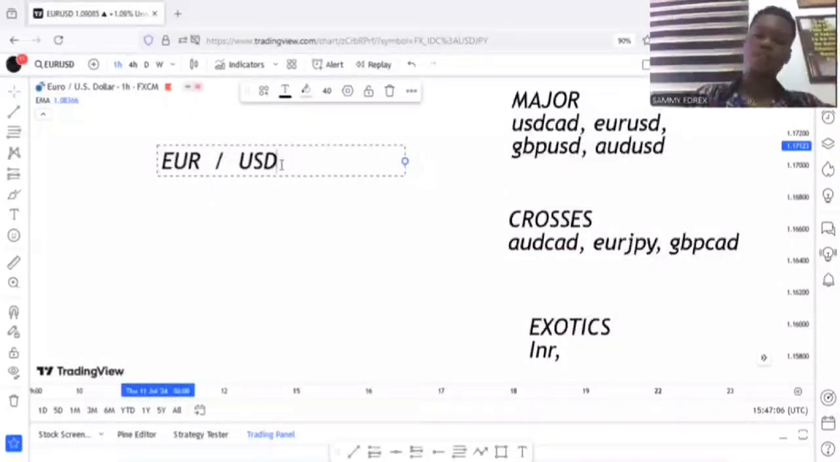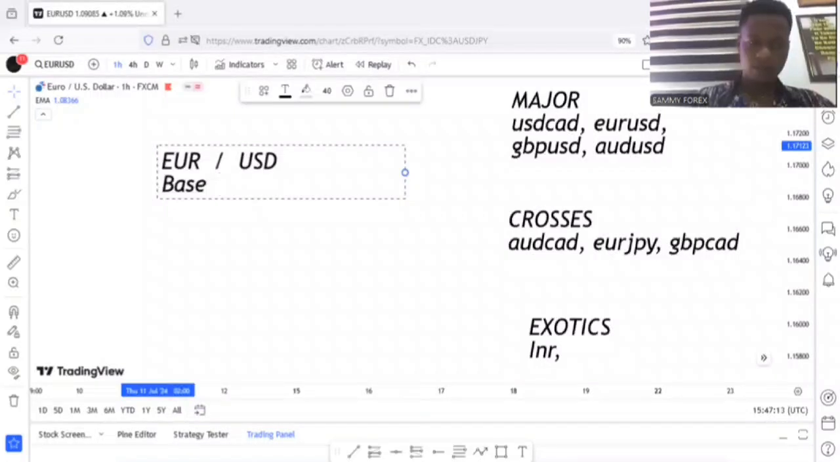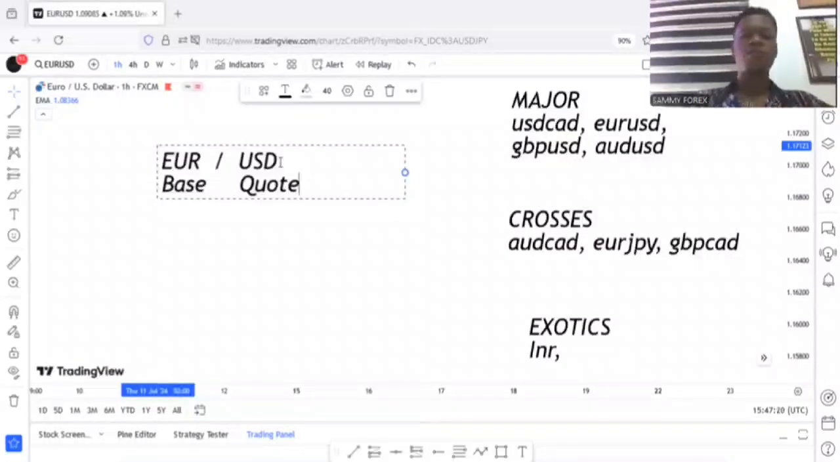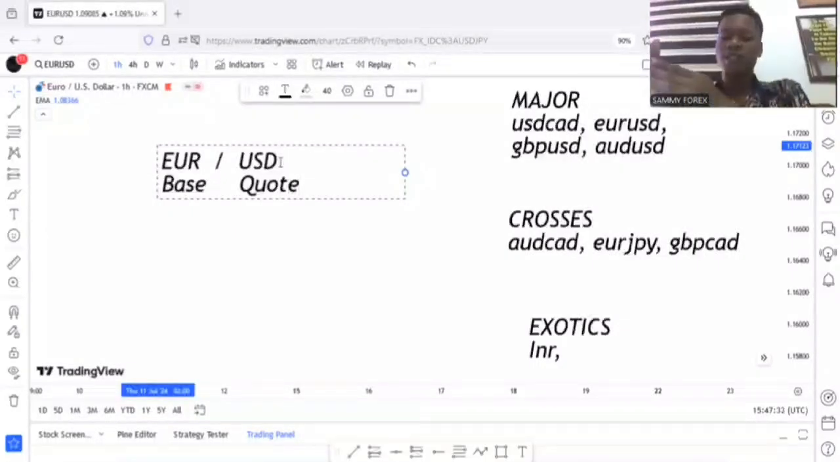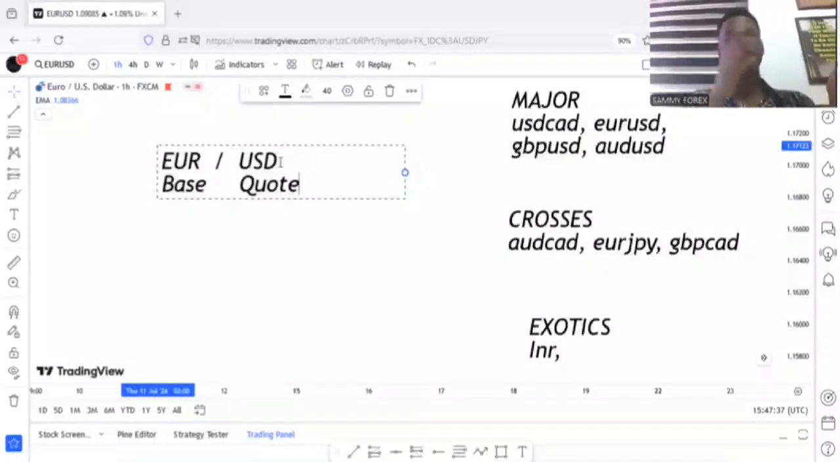Euro is the base currency, and USD is the quote currency. This is the quote currency because Euro is higher than USD. That is why it came first. If you look at GBP USD, you know that GBP is higher than USD. You see USD Swiss francs, you see that USD is higher than the Swiss franc. That is why it came first. So those that came first are the base currency.